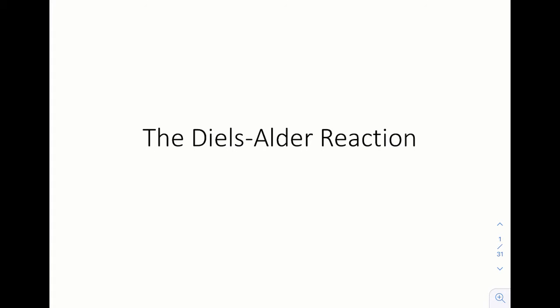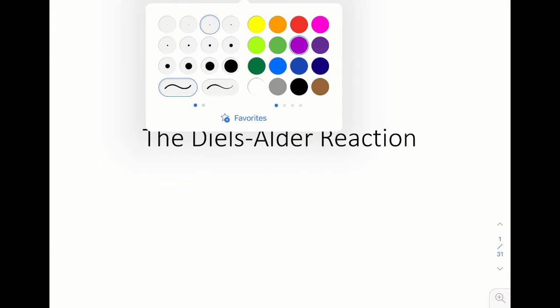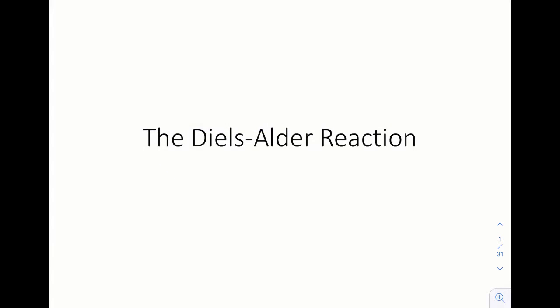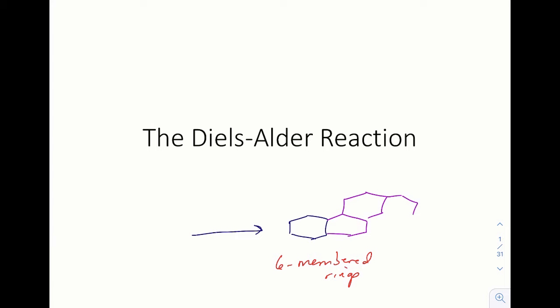In this video, we will discuss the Diels-Alder reaction, which is an incredibly important reaction in synthesis because it generates six-membered rings. And as you might recall, six-membered rings are very common motifs in natural products, such as in steroids, which have the ABCD ring consisting of 3 six-membered rings.